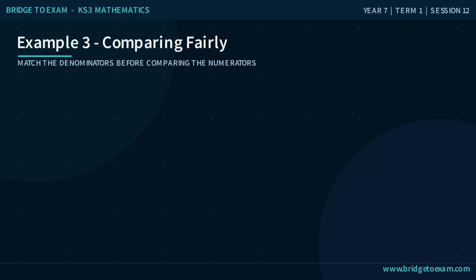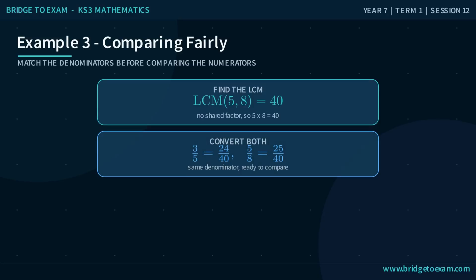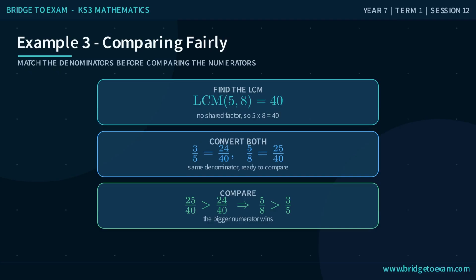Now for a fair comparison. Which is bigger, 3/5 or 5/8? You can't just compare 3 and 5, the pieces are different sizes. Find the LCM of 5 and 8. They share no common factor, so it's simply 5 times 8, which is 40. Convert both fractions to 40ths. 3/5 becomes 24/40, and 5/8 becomes 25/40. 25 is bigger than 24, so 5/8 is the larger fraction, even though 5 looked like the smaller starting number.